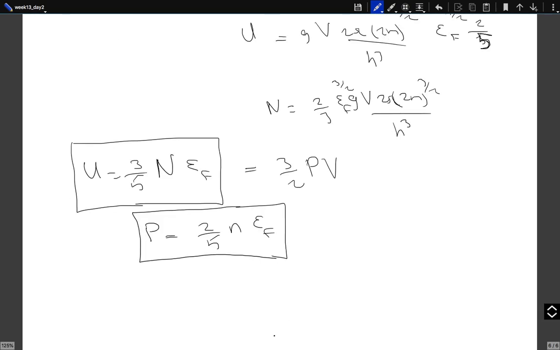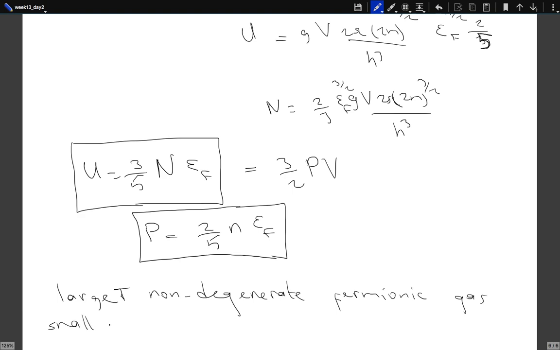Now this system at large T, we have a non-degenerate fermionic system. And at small T, it's called a degenerate fermion gas.